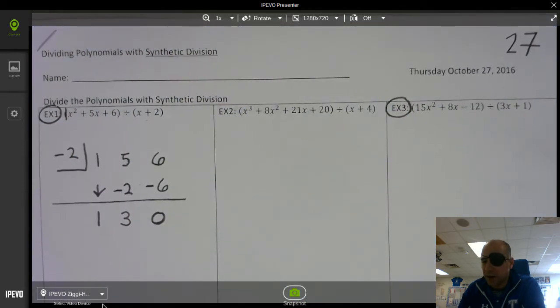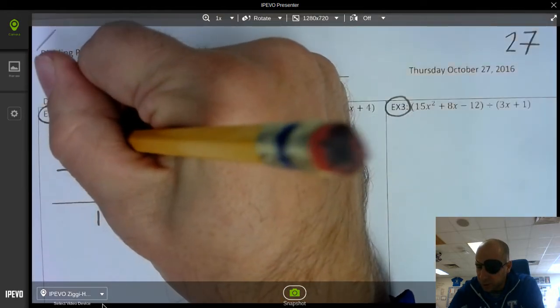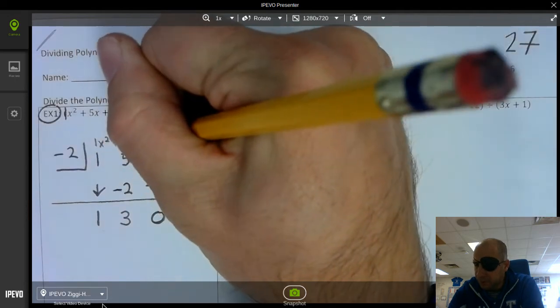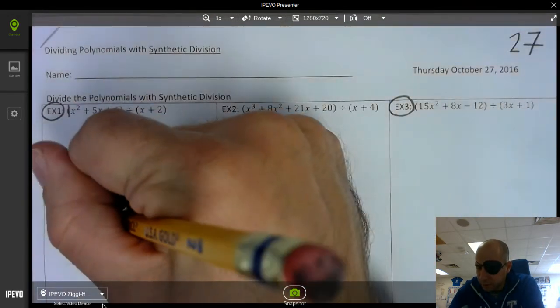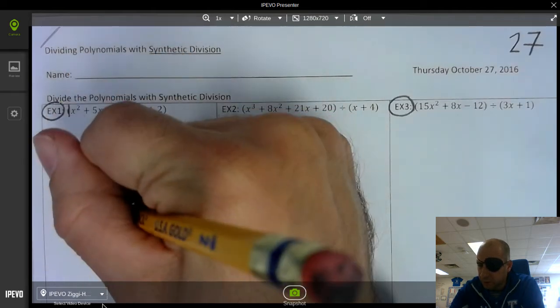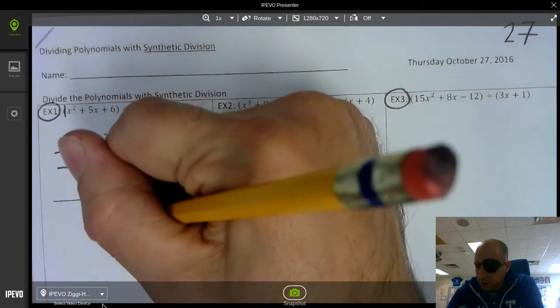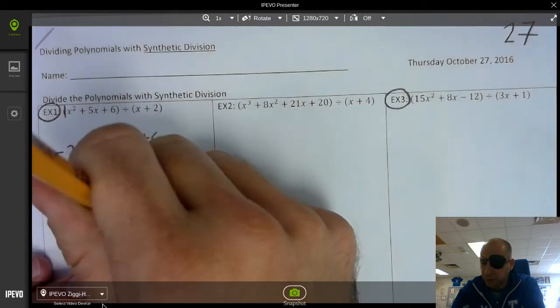Now when you divide, the exponents decrease. So here, this was 1x squared plus 5x plus 6, but the exponents decrease. So x squared becomes an x, and the x is gone. So it's actually x to the 0 power. So this is a 1. This is x to the 0 power, but we know x to the 0 power is 1. Or if you didn't know, you know now.